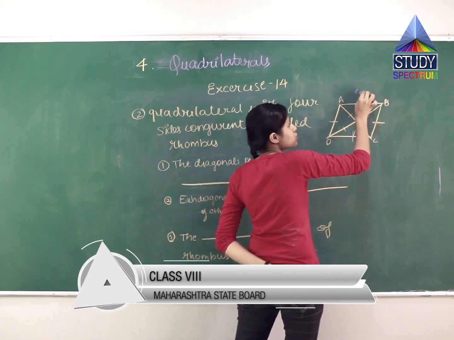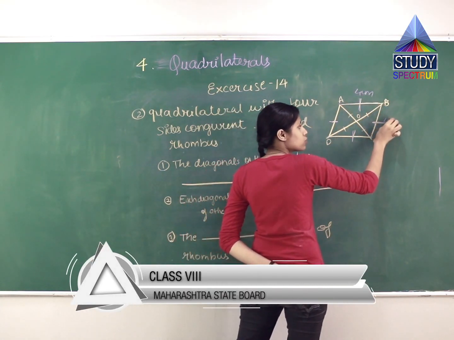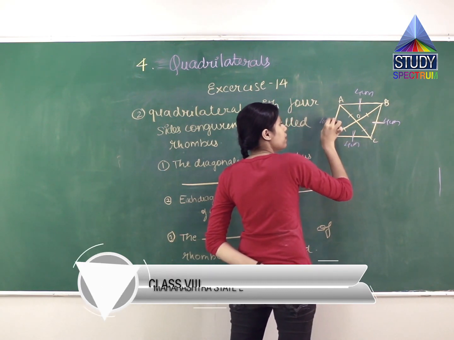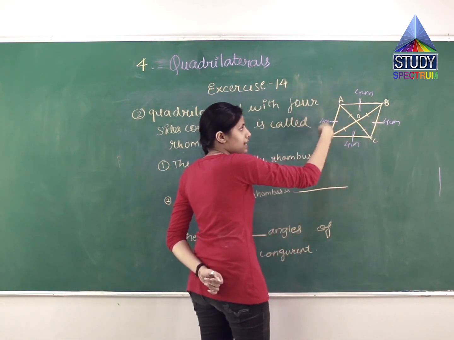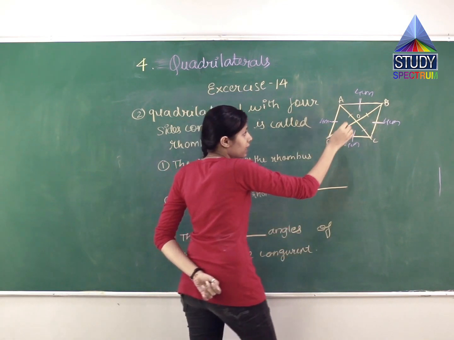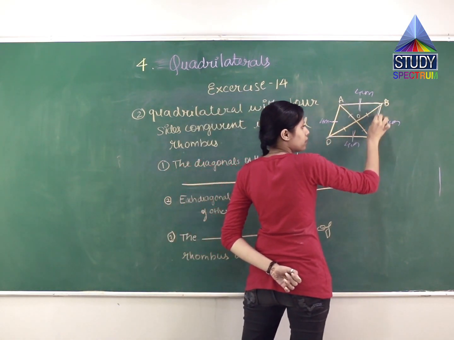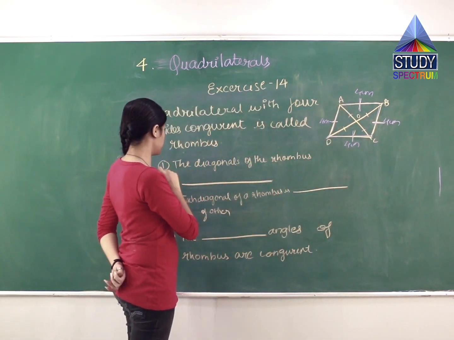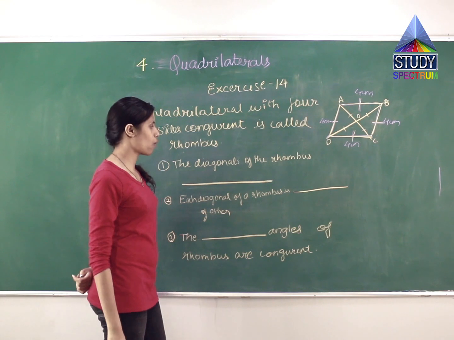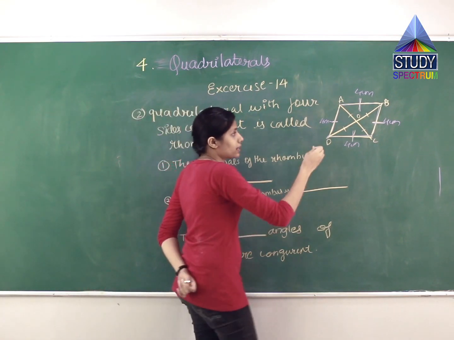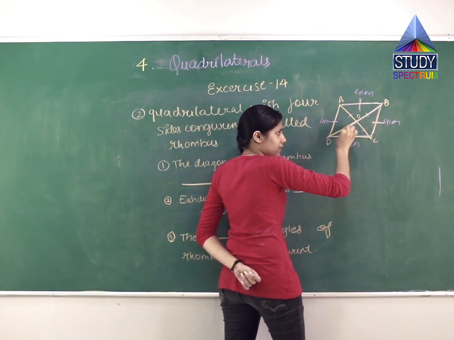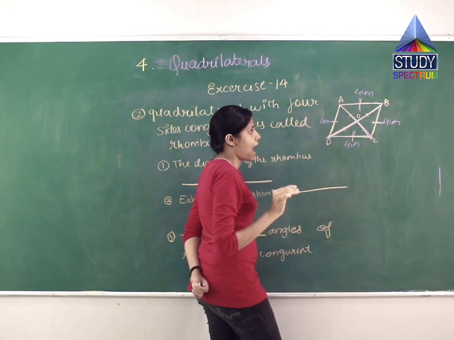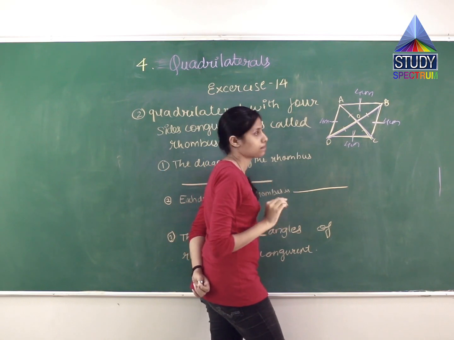For example, this is 4 centimeters, this will also be 4 centimeters, this also will be 4 centimeters, and this also will be 4 centimeters. All the sides are equal in length, represented over here by one mark. Understanding? It has 4 sides. The first question: the diagonals of the rhombus are dash. As I said, the diagonals are the bisectors of each other. See over here, AC bisects BD and BD bisects AC.